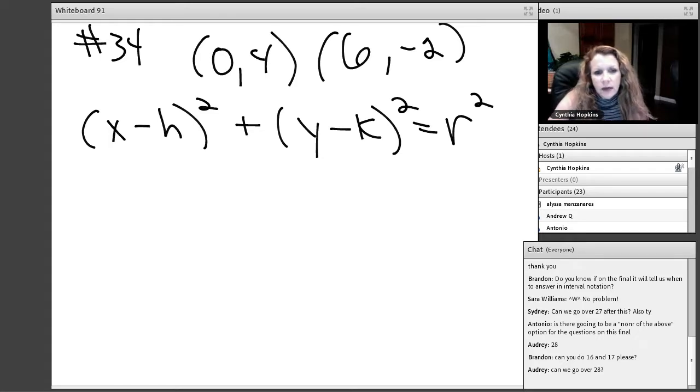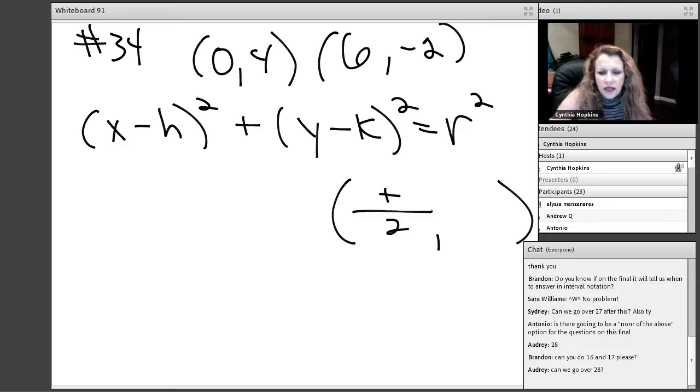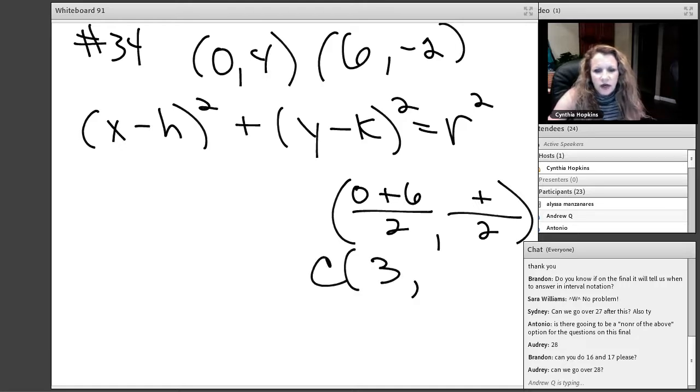If these are the endpoints of my diameter, isn't the center going to be the midpoint of those two endpoints? To find a midpoint, you average your endpoints. So I'm going to add the x's and divide by 2, and then add the y's and divide by 2. My x's are 0 and 6, so 6 divided by 2 is 3. This is going to be my center. And then my y's are 4 and -2. When I add those, I get positive 2 over 2, and that's 1.